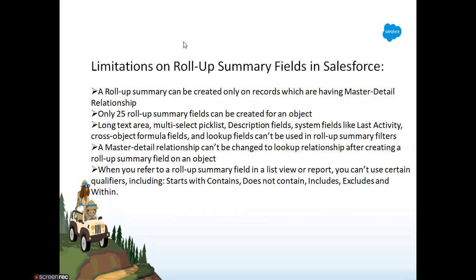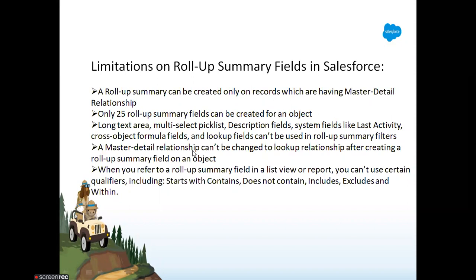Now, the limitations of the roll-up summary. A roll-up summary can be created when you have a master detail relationship, and you can have only 25 roll-up summary fields, right? And there are some fields on which you are not allowed to create a roll-up summary, like long text area, multiple select picklist, description fields, right?